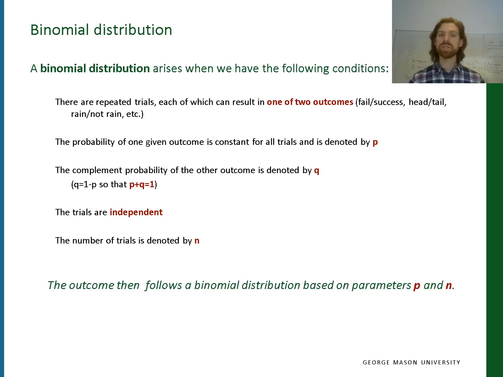There are some requirements for the binomial distribution, however. It arises when we have repeated trials, each of which results in one of two outcomes, as I've already mentioned. Importantly, the probability of one of those outcomes needs to be constant for all the trials and is denoted by the letter P. So this is important. The complement of that probability, the other outcome, is denoted by Q. We can obtain Q by subtracting P from 1, and that gets us the complement probability. Importantly, the trials must be independent, and the number of trials is denoted by the letter n. The outcome then follows a binomial distribution based on these parameters of P and n.